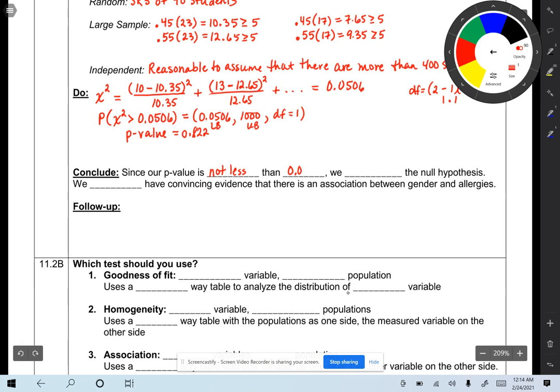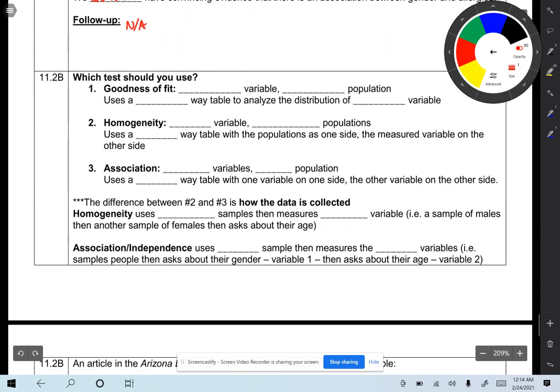So since our p-value is not less than alpha, we fail to reject the null hypothesis. We do not have convincing evidence that there is an association between gender and allergies. And since we fail to reject, the follow-up is not necessary, not applicable. That makes us happy. Okay.